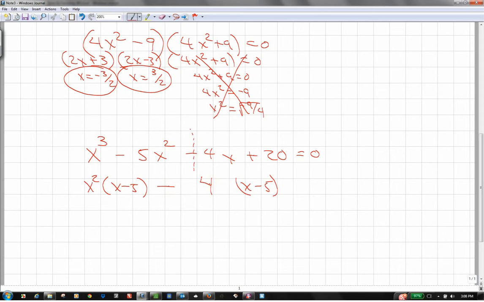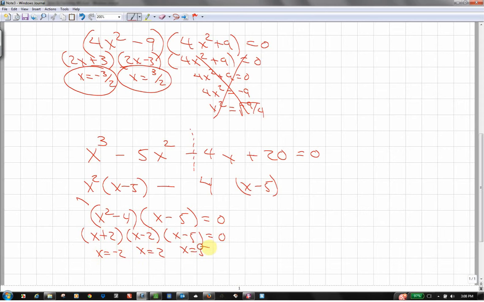So my factors are x squared minus 4 and x minus 5 equal to 0. For the x squared minus 4 factor, that's a difference of squares: x plus 2, x minus 2. And I still have my x minus 5 equal to 0. So I have x is negative 2, x is 2, x is 5. Those would be my zeros. They're all real numbers.